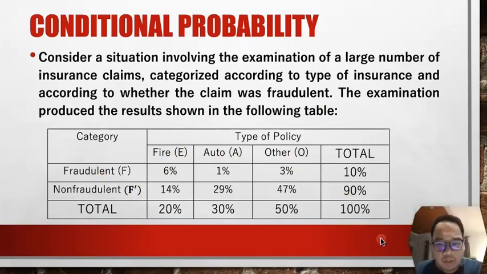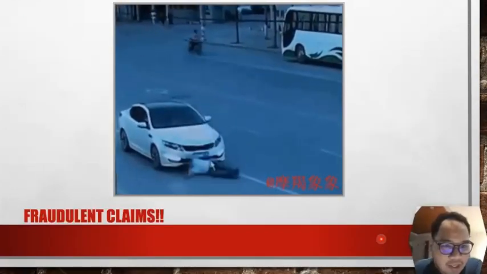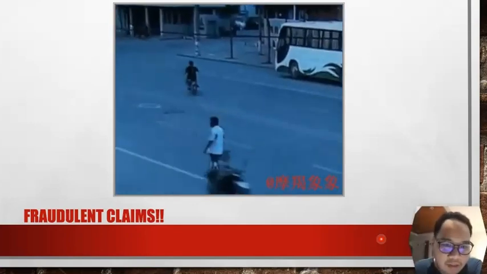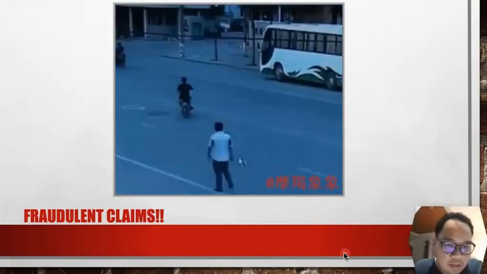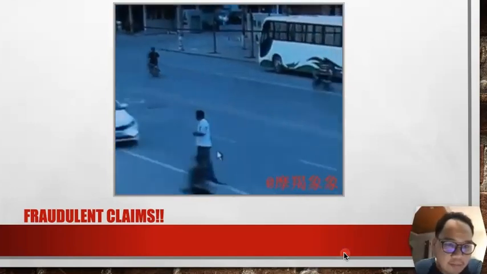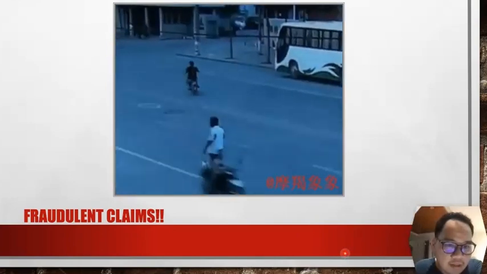To show you an example of a fraudulent claim here, one is a common GIF found on the internet. So you can see this man over here. He wants to get this insurance, maybe accident insurance or something, and he ended up doing things like that.